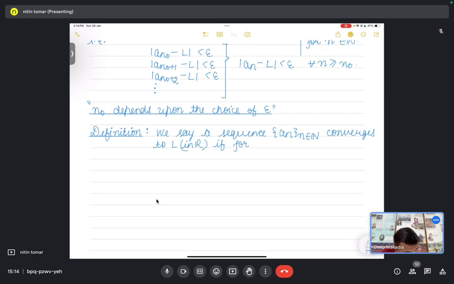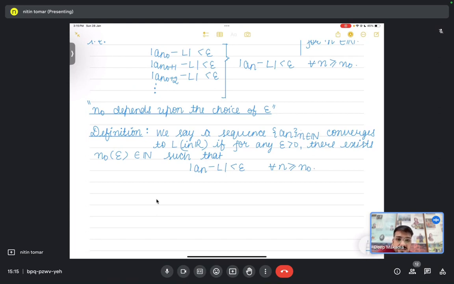for any epsilon greater than 0, there exists some number, let's say n naught in the natural numbers, such that, or it's better to write it this way, n naught of epsilon, just to show that this n naught depends on your choice of epsilon. So this n naught is such that |a_n - L| is less than epsilon for all n greater than or equal to this n naught.